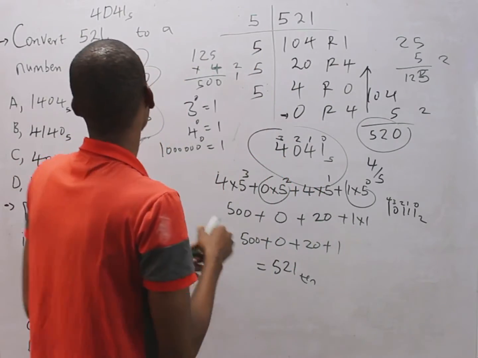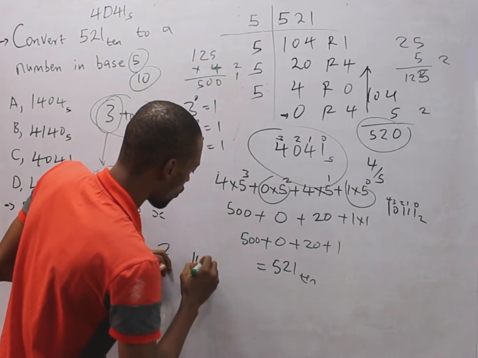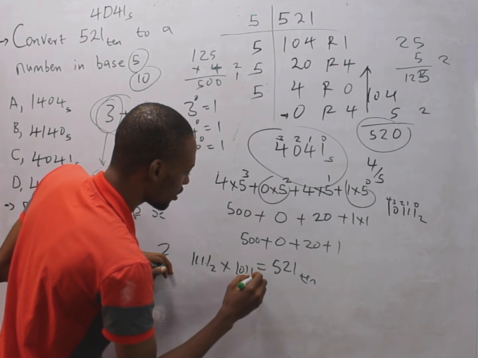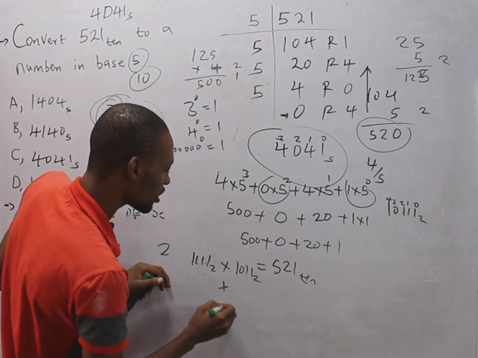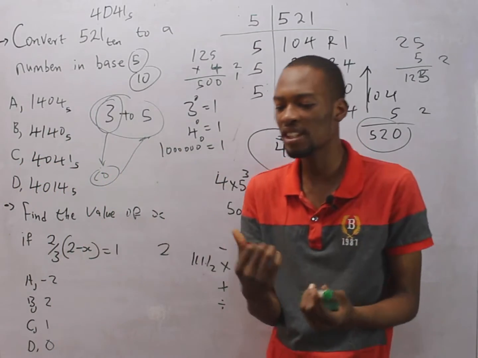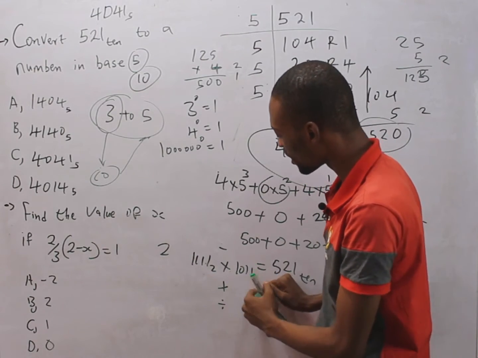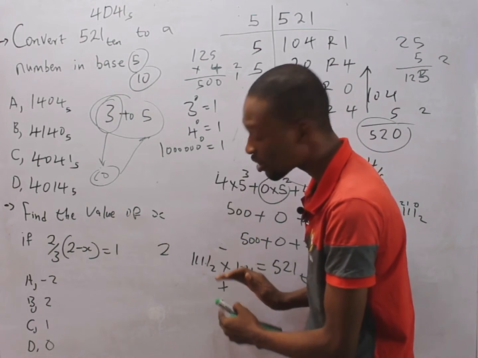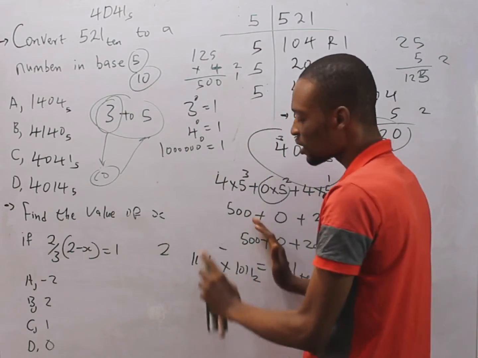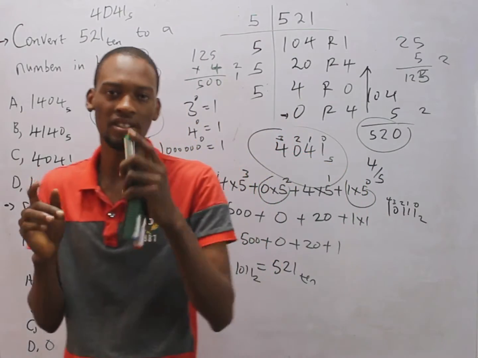If I say 1111 base 2 times 1011 base 2, or plus, or divide, or minus, the easiest way or the most accurate way to answer this type of question is simply convert this first one to base 10, convert this one to base 10, multiply, subtract, add, or divide. After getting your answer in base 10, convert from that base 10 back to the required base, in this case base 2. With that, your answer will be very, very correct.